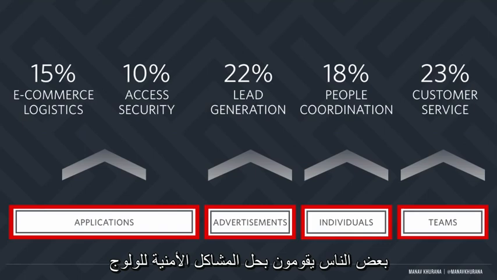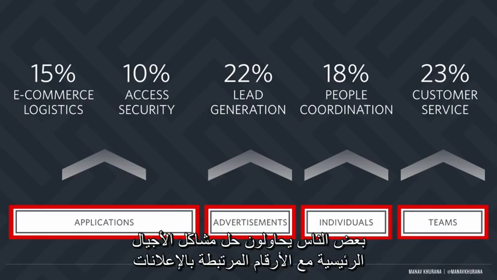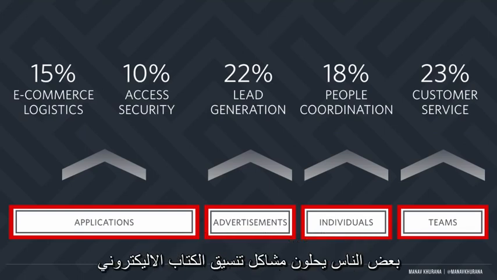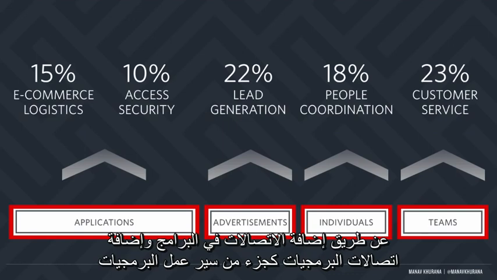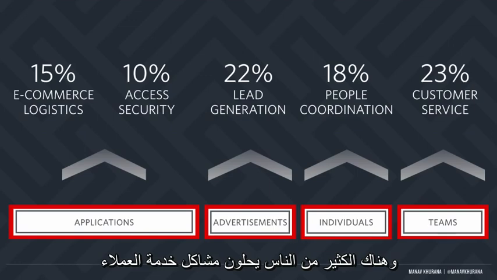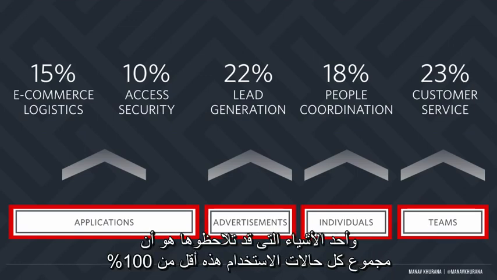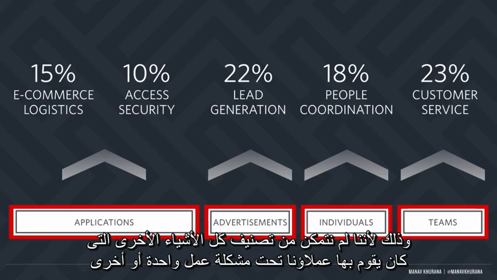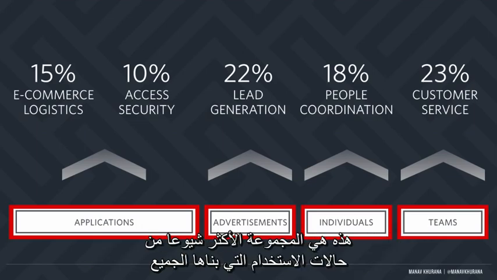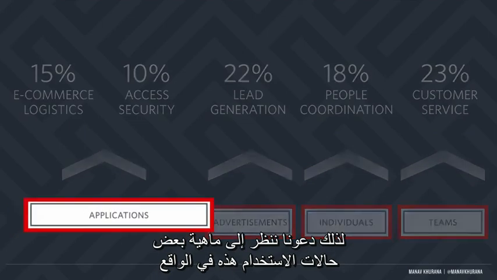Some folks are solving access security problems. Some folks are solving lead generation problems when numbers are connected to advertisements. Some folks are solving people coordination problems by adding communications in software and adding software communications as part of a software workflow. And a lot of folks are solving customer service problems. Now, one thing you'd notice is that the sum of all of these use cases is less than 100%. That's because we could not categorize everything else that our customers have been doing into one particular business problem or the other. These are the most common set of use cases everybody has built.